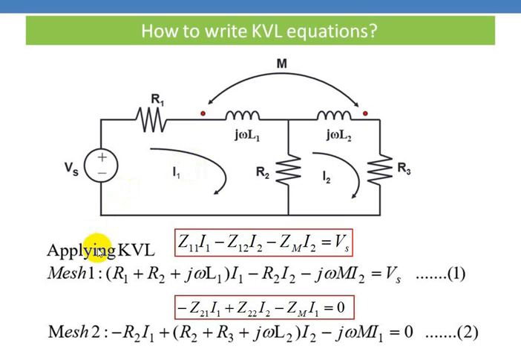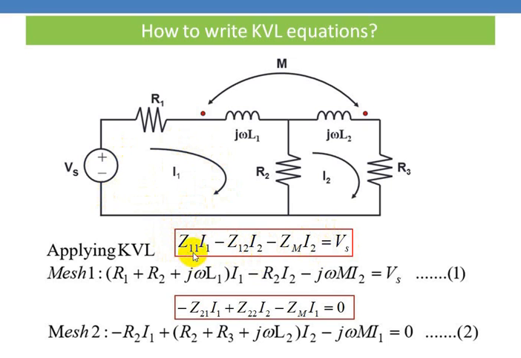So now while writing equations, you're going to apply Kirchhoff's voltage law for each mesh. So for that you have to assume the current direction. So clockwise directions are assumed. They are named as I1 and I2. So general equation for this mesh will be Z11 into I1 minus Z12 into I2 minus Zm into I2 equal to Vs, particularly for this example.